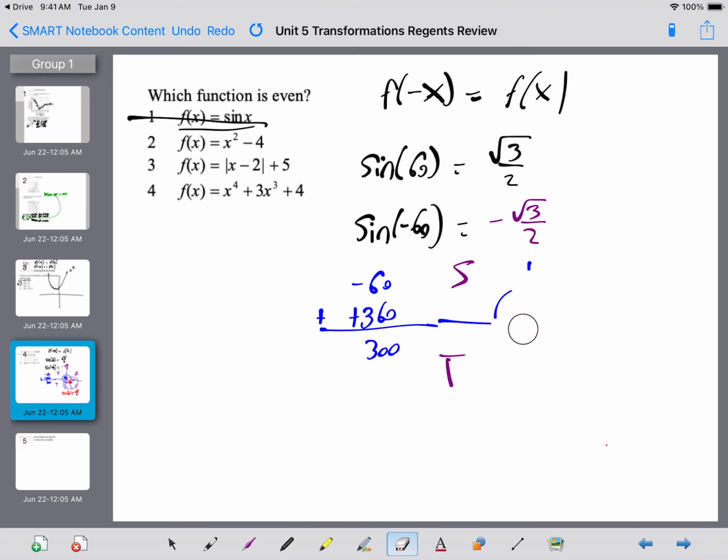But obviously it's very easy if you use your calculator. And you don't have to use the perfect angle. Use 5. Just make sure you're using 5 and negative 5. And you'll see. So this is odd.